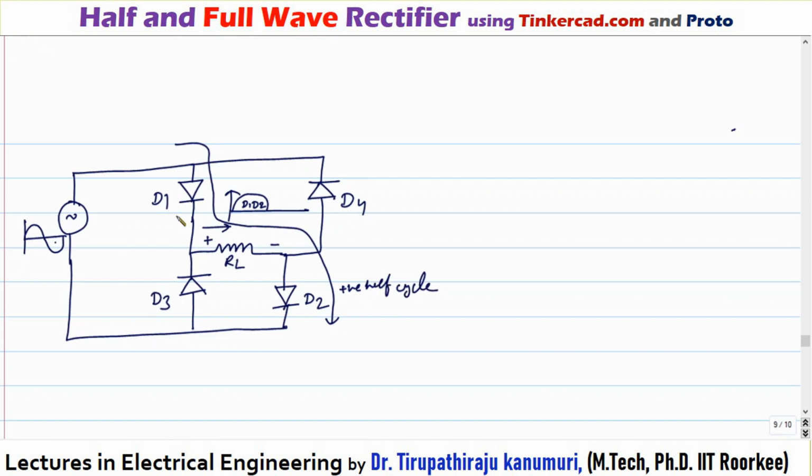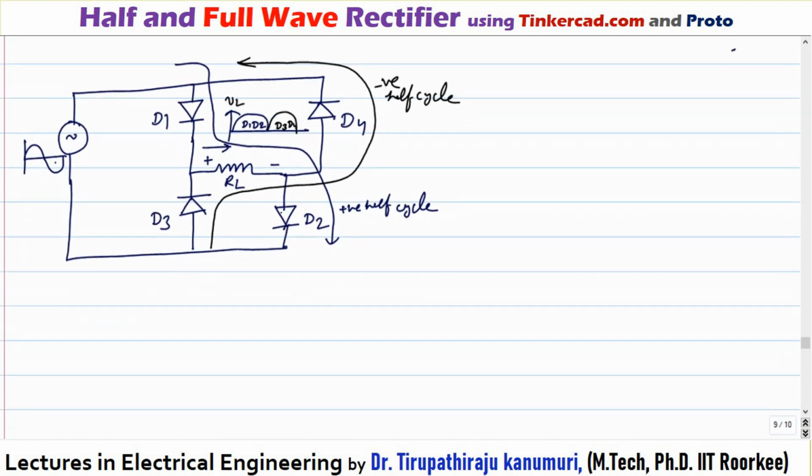Now coming to the negative half cycle, diodes D3 and D4 are forward biased. So it will conduct like this. This is during the negative half cycle. That means during the negative half cycle also, you can see it is passing from left to right only. That's why the voltage drop across your load will be in the same direction, because it depends on the current direction. This is due to diodes D3 and D4. So this is called the bridge rectifier.